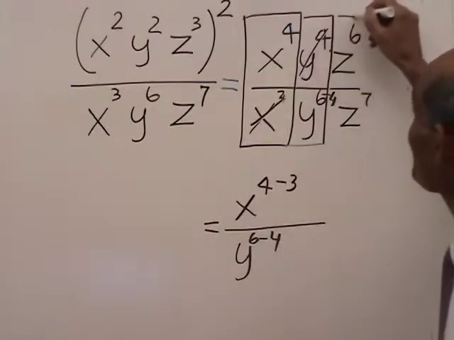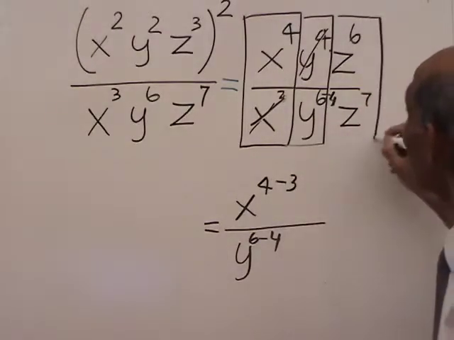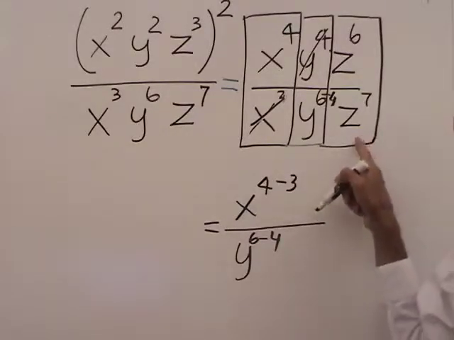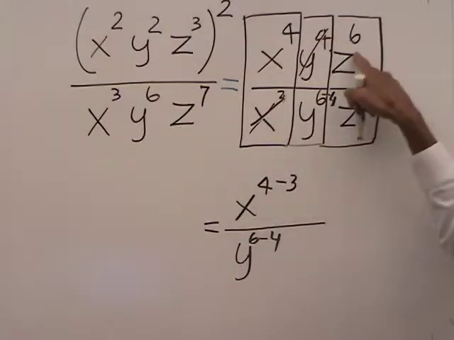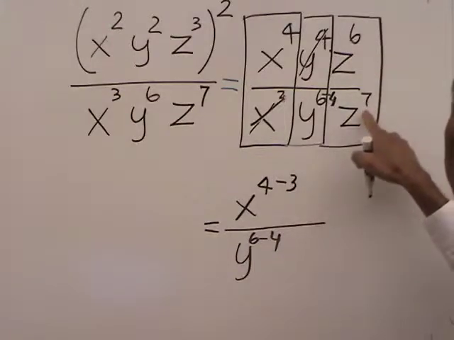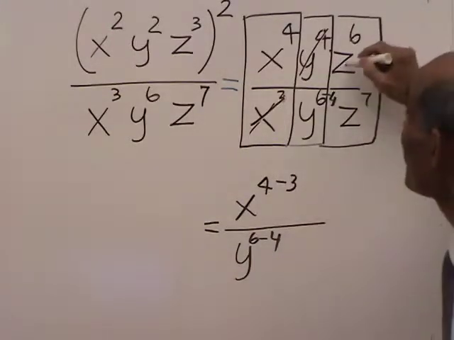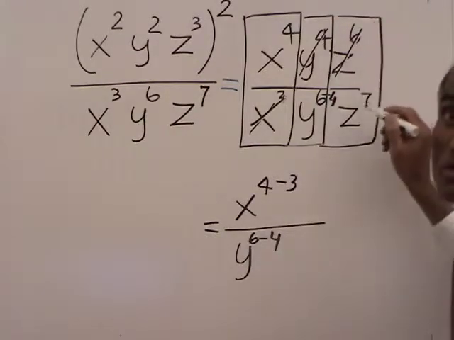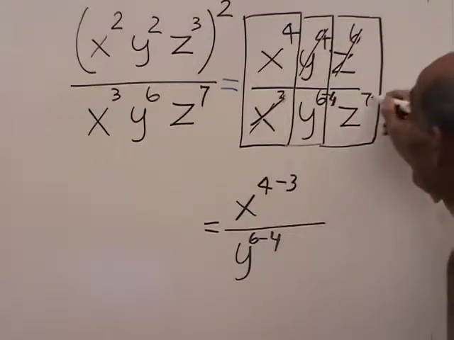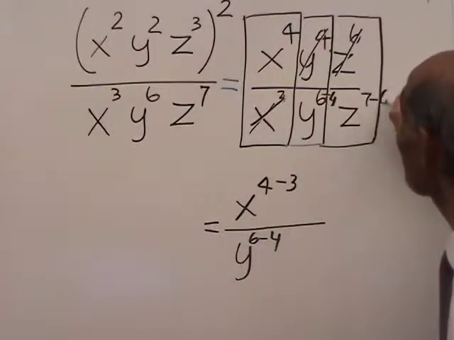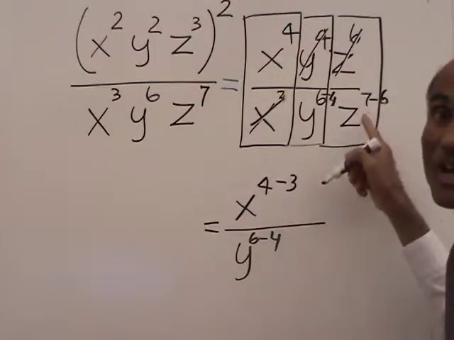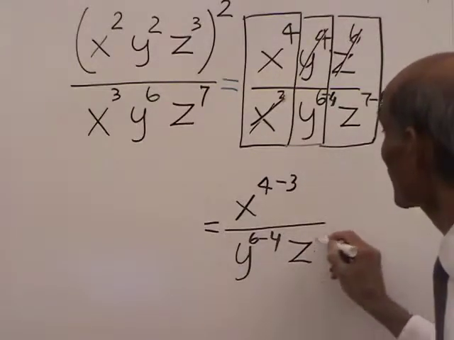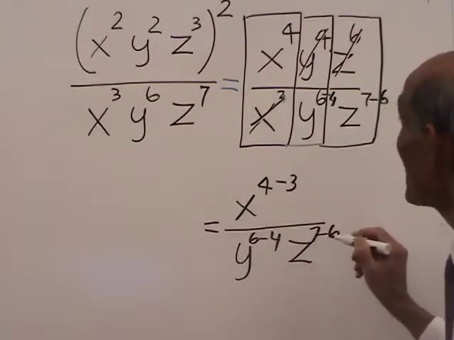How about this? Z to the power 6 divided by z to the power 7. There again, the numerator power is smaller than the denominator power. So we cut off that numerator. And what does the denominator now become? Z to the power of 7 minus 6. And this is going to be the denominator here. Z to the power of 7 minus 6.